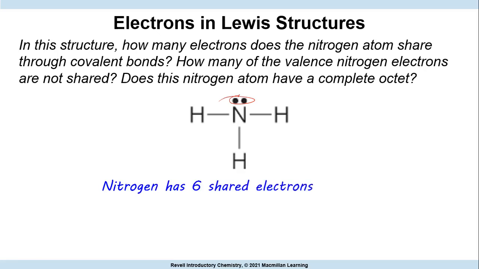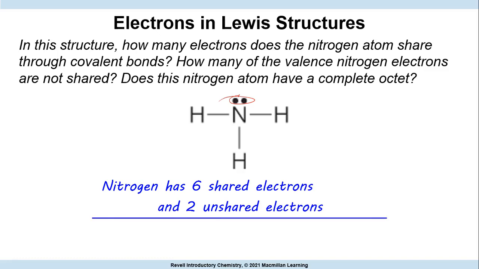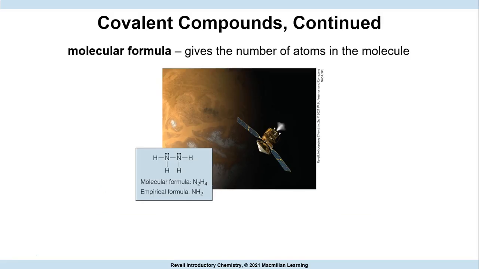And now for the bonds, the nitrogen has 6 shared electrons. Remember, each bond is 2 electrons. So you have 3 bonds, that makes 6 shared electrons. Now we have the lone pair, that is 2. So if we sum all of these, because the last question is, does this nitrogen atom have a complete octet? So we have to sum all the electrons around the nitrogen. That is going to be 6 plus 2. That gives us 8 electrons, and it means it has an octet.